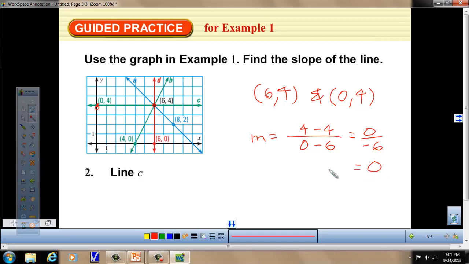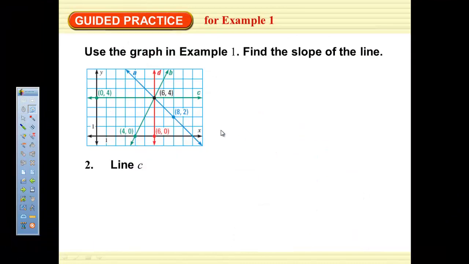Another note you may want to make, if you notice this line is horizontal. Whenever the line is horizontal, the slope is going to be 0. And I think that's it. So if it's a horizontal line, the slope is 0. If it's vertical, the slope is undefined. Write that down somewhere. Make sure you have that. So the slope is 0, and we're done.